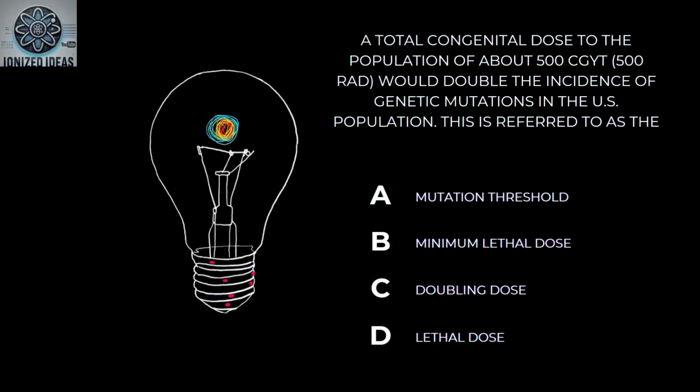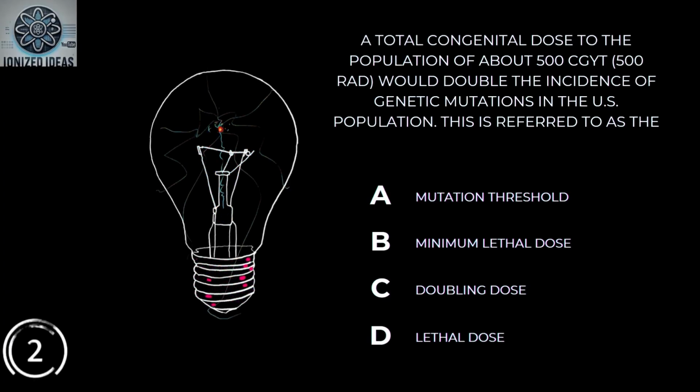A total gonadal dose to the population of about 50 cGy, 50 rad, would double the incidence of genetic mutations in the U.S. population. This is referred to as the: A. Mutation threshold. B. Minimum lethal dose. C. Doubling dose. D. Lethal dose.